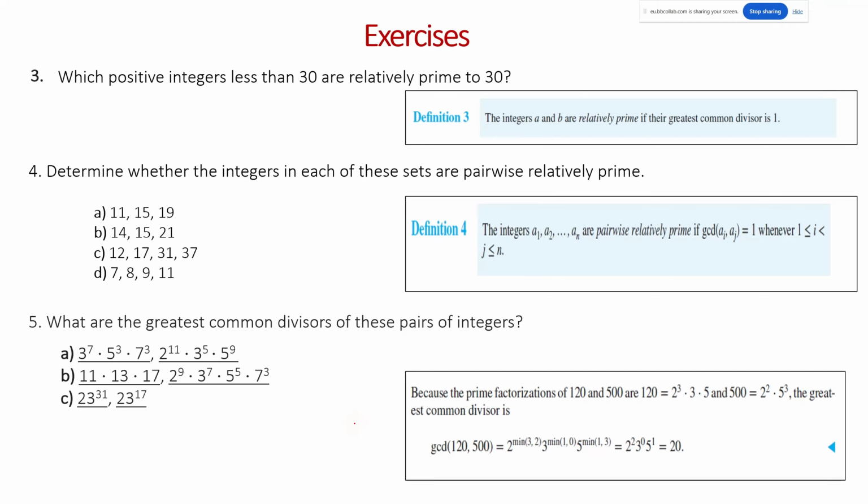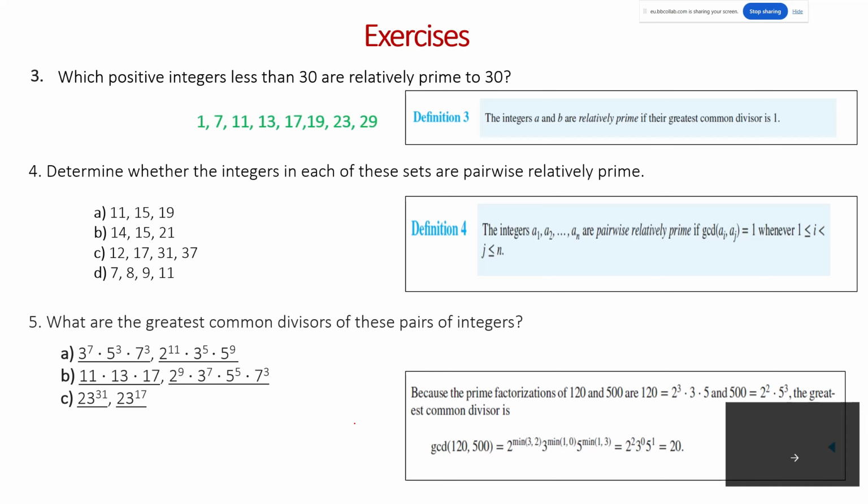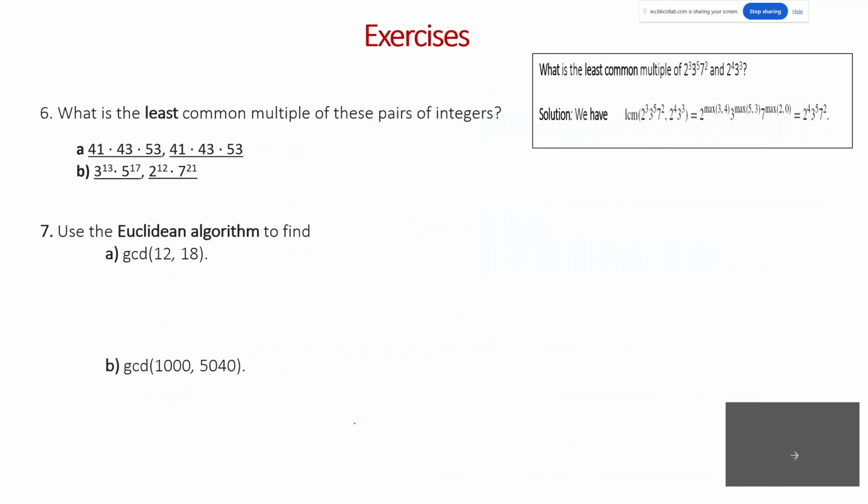I spent some time making these animations for you, so you can test yourself and practice before seeing the answers one after the other. Now you can also use the Euclidean algorithm to find the greatest common divisor. Let's start with these two, and then we stop here.